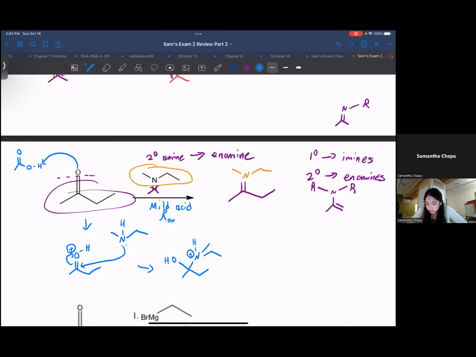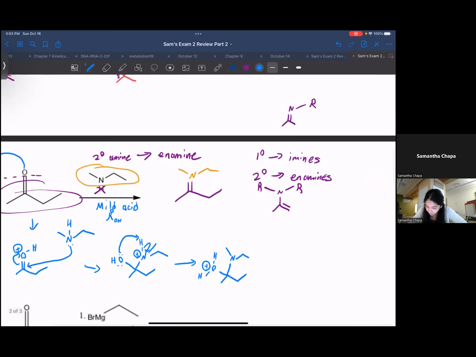So right now we have a good acid and a base. So what we're going to see is an intramolecular acid-base reaction, also known as a proton transfer. In the proton transfer, your oxygen is going to act as your base, get the proton from the amine, and we're going to break this bond to make the amine neutral. So now your amine is neutral and you have a very good leaving group.